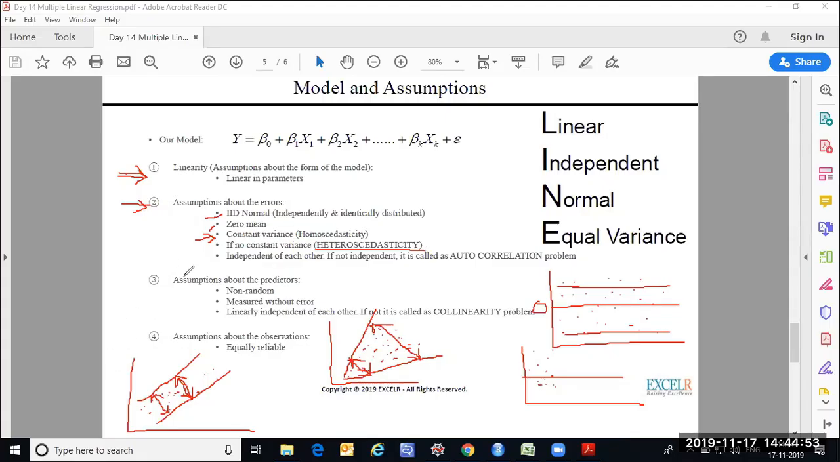Now, these errors should be independent of each other. There should not be any dependency between the errors of one observation and the errors of other observations. If at all they are not independent, that means there is a sort of dependency existing. That means the errors of some observations are influencing the errors of other observations. Then that is also a problem. There shouldn't be any dependency between the errors. The problem is called autocorrelation.